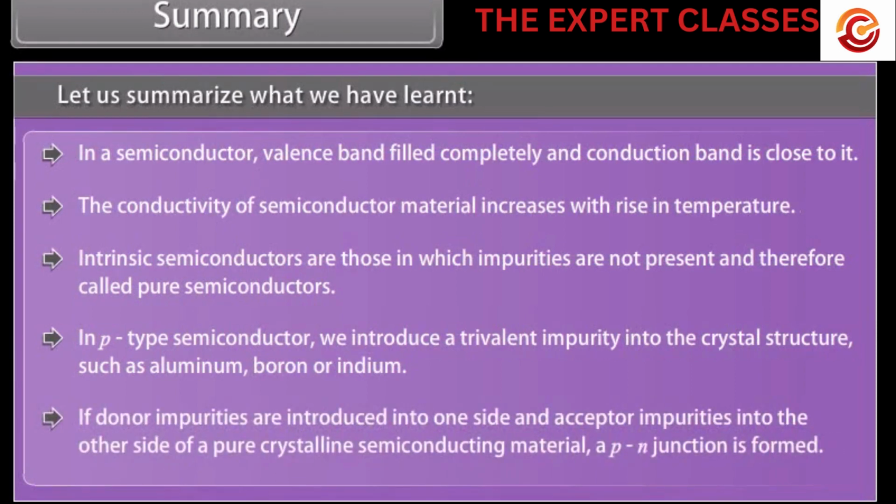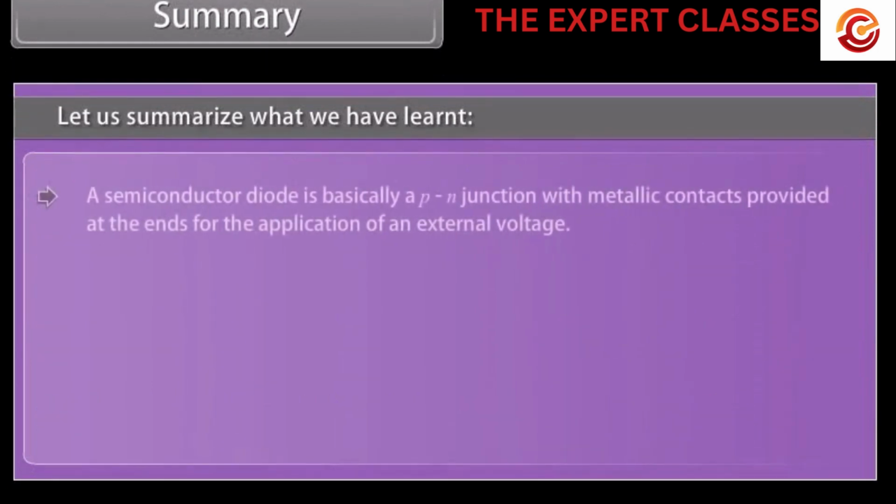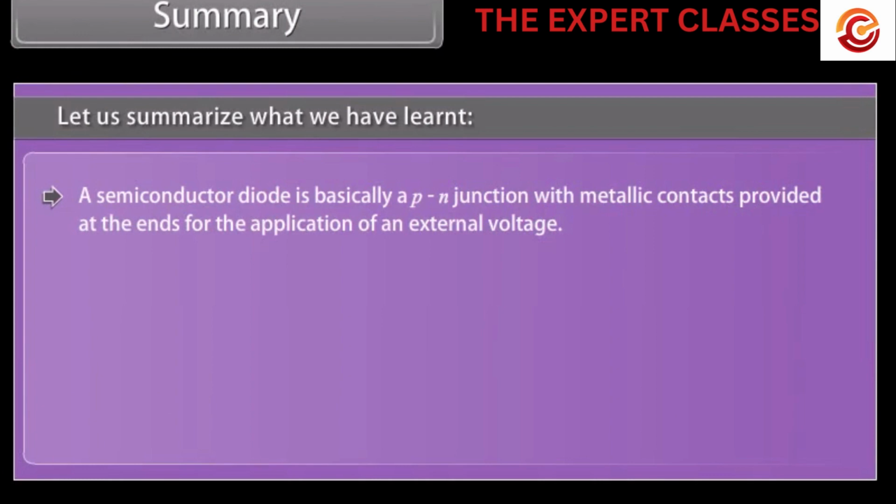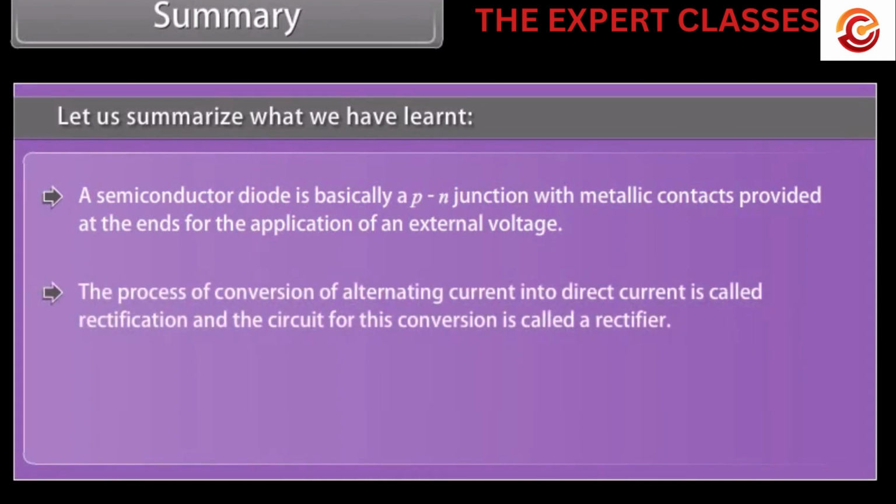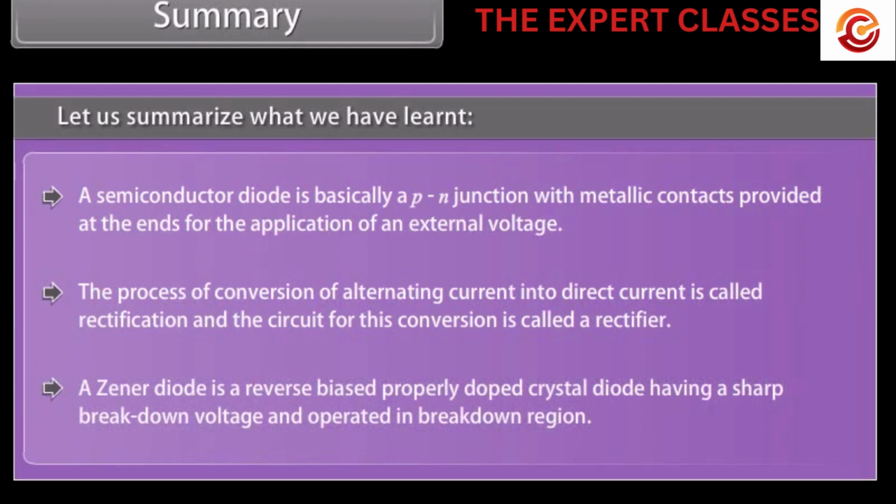If donor impurities are introduced into one side and acceptor impurities into the other side of a pure crystalline semiconducting material, a p-n junction is formed. A semiconductor diode is basically a p-n junction with metallic contacts provided at the ends for the application of an external voltage. The process of conversion of alternating current into direct current is called rectification, and the circuit for this conversion is called a rectifier. A Zener diode is a reverse-biased, properly doped crystal diode having a sharp breakdown voltage and operated in the breakdown region.